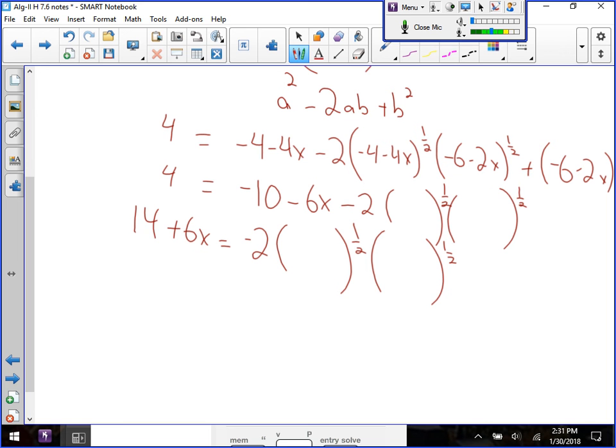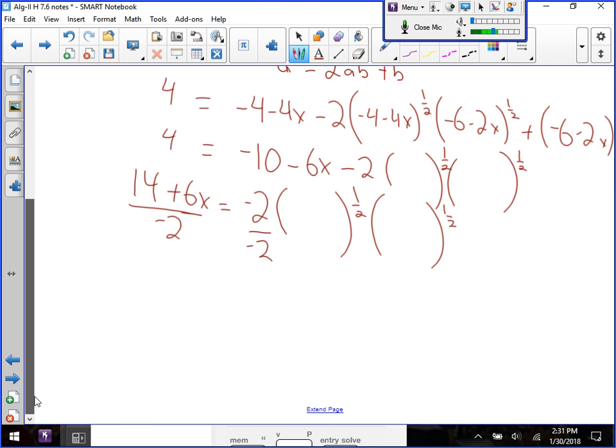And now, what do I do with the negative 2? Divide. Good. I divide out by the negative 2. Can I divide both those parts of the numerator by a negative 2? Yeah, they're both even. It just simplifies it out. So if I do that, I get negative 7 minus 3x is negative 4 minus 4x to the half, negative 6 minus 2x to the half.